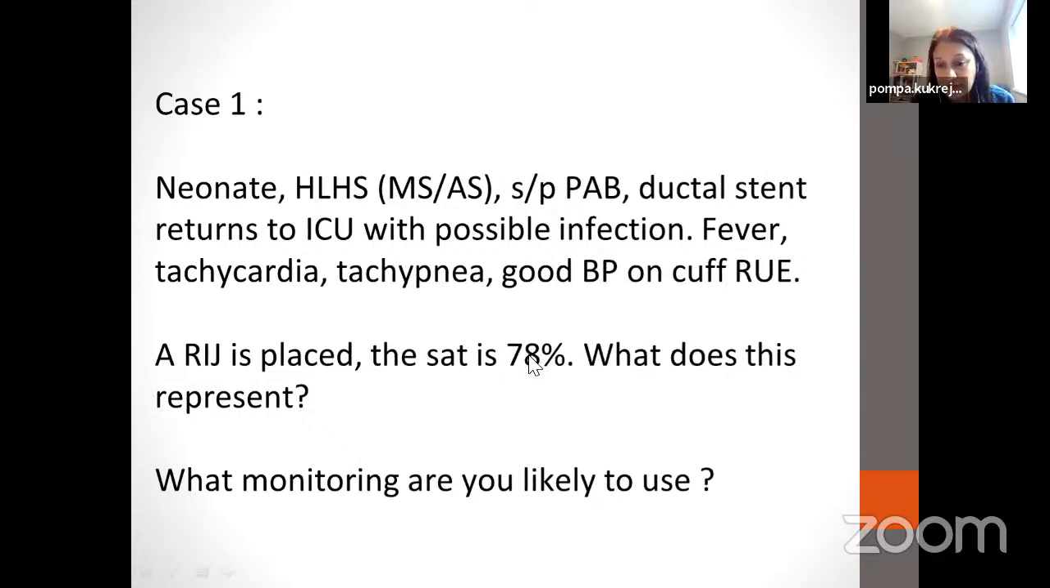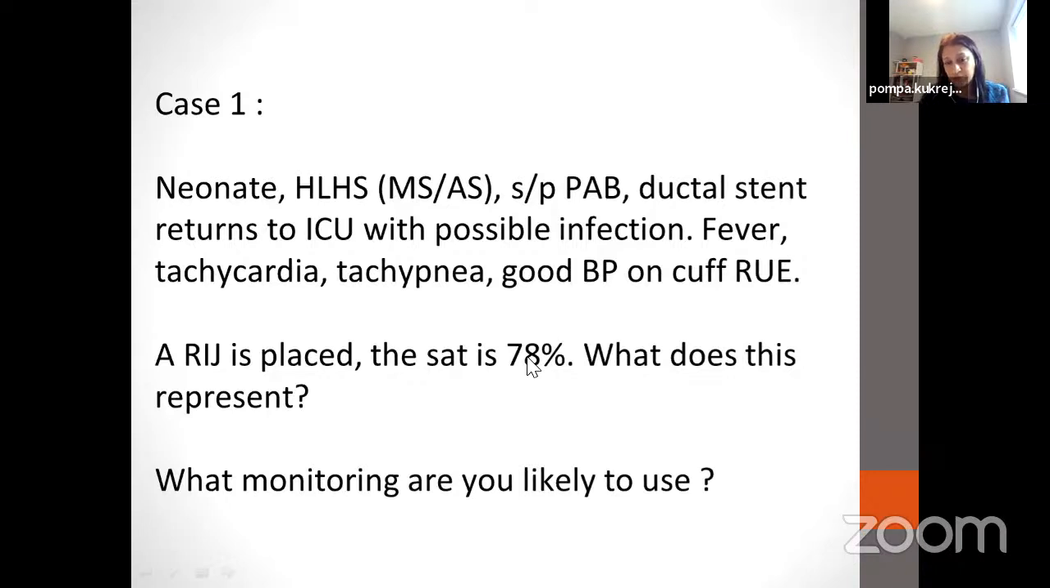Your saturation is 78%. Their normal saturations would be around 75 to 85%. So what this means is that you have a higher mixed venous or superior vena cava saturation. That means there is a problem with your oxygen consumption. Either it's a delivery issue or it's a consumption issue. So this child is sick.